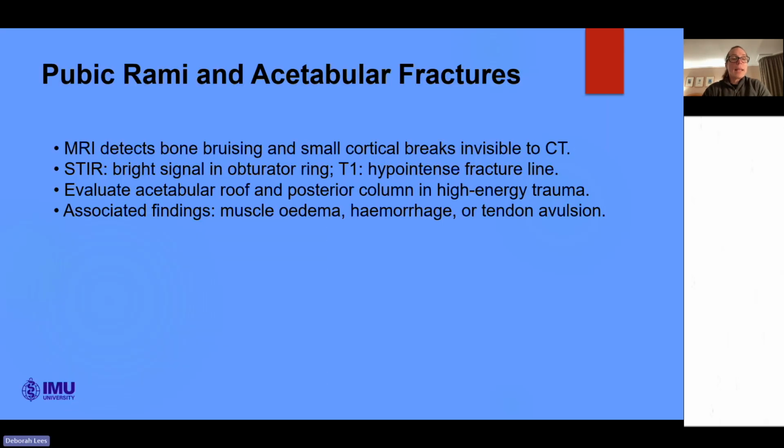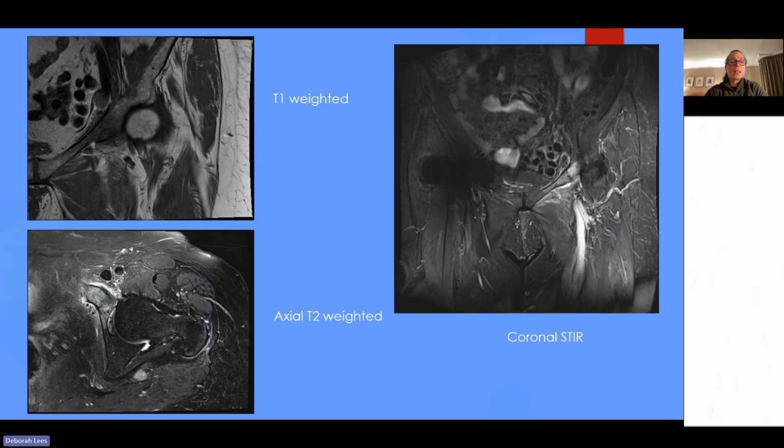Okay, pubic rami and acetabular fractures. Often you can see the edema on the bone. You can see little cortical breaks. Sometimes you don't see them on the CT scan, but again, you're looking for your signals on your fluid weighted on your MRI. You also want to look at the acetabulum because sometimes you can have stress fractures through there that just are not particularly clear on any other imaging, and particularly if they've had trauma, fallen on their hips. So you're looking for edema in the surrounding muscles, you're looking for hemorrhage, and you're also looking for some tendon avulsions if you can see anything like that.